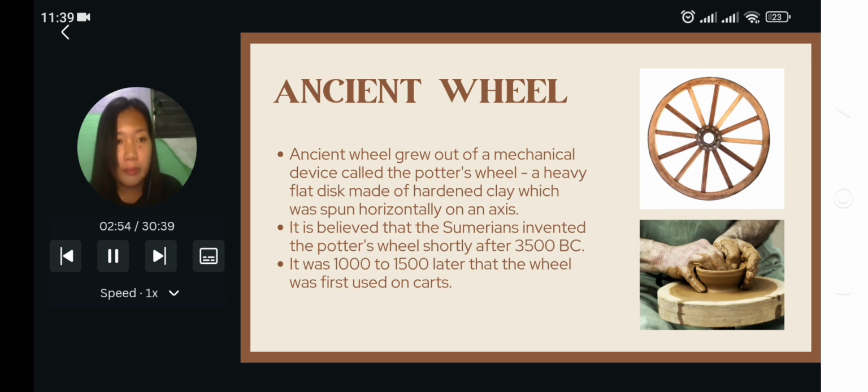Actually, it's not clear who first discovered or invented the wheel, and they also don't know exactly when. However, it is believed that the Sumerians invented the potter's wheel shortly after 3,500 BC, since they were the ones using the wheel during that time. So the Sumerians were credited with the wheel invention, and the first wheel was made out of clay, which is why it was called the potter's wheel. And then, it was 1,000 to 1,500 years later that the wheel was first used on carts.